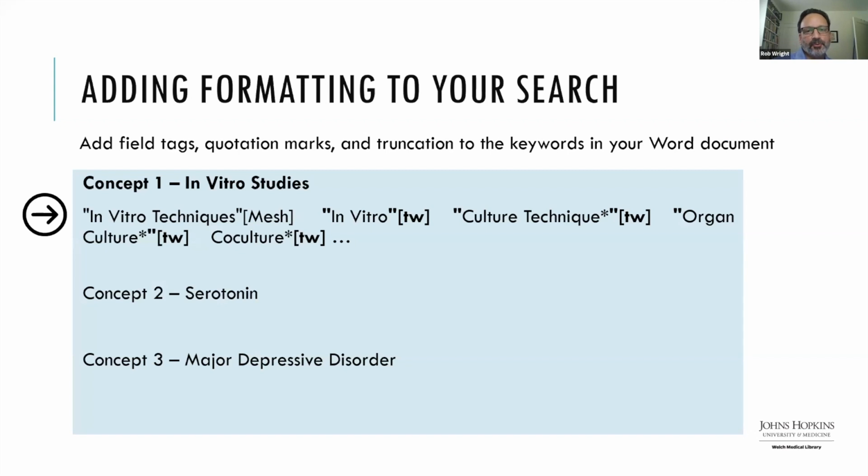So in terms of adding formatting, it's fairly straightforward. You just look at your keyword list. You see any phrases, put them in quotes. And if they're keywords, you apply the TW field tag. This is kind of what that looks like.